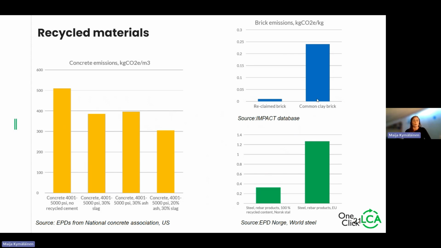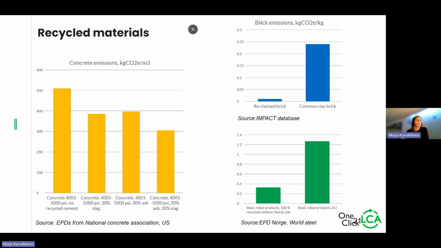Some other examples here. We have steel here. Adding recycled steel significantly lowers the carbon footprint again. Here we, for example, have 100% recycled content, and here we have the EU average of steel.